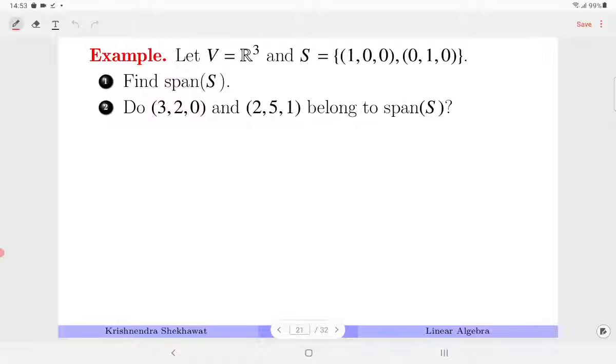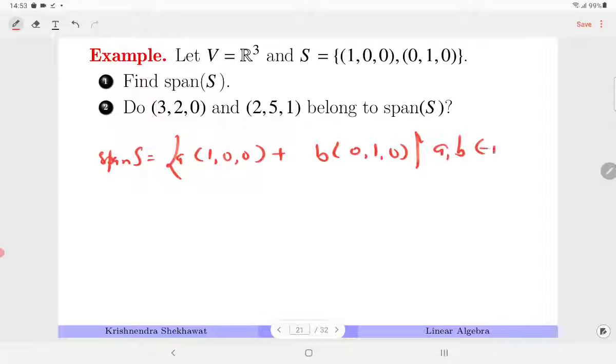Consider R cube and set S. Find span S. Again, if operations are not specified, we are talking of the usual addition and scalar multiplication. So span S is A times (1, 0, 0) plus B times (0, 1, 0), a set where A, B belong to R. This becomes (A, B, 0), where A, B belong to R.